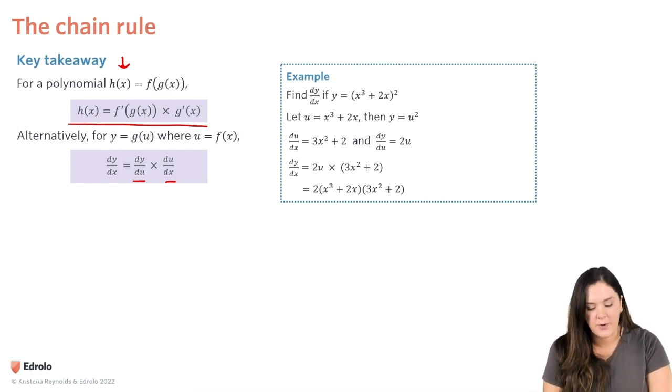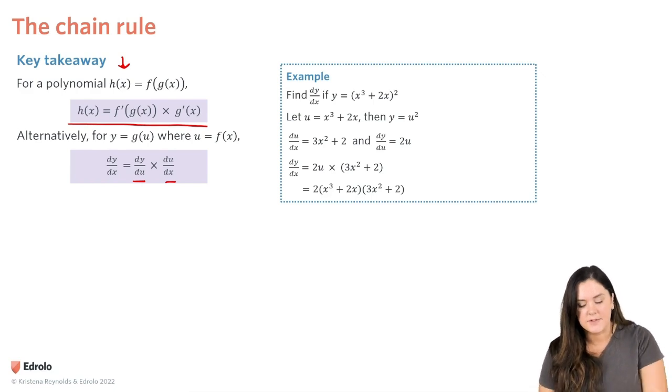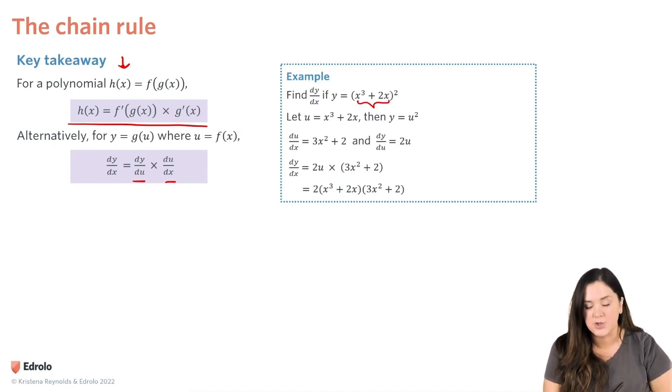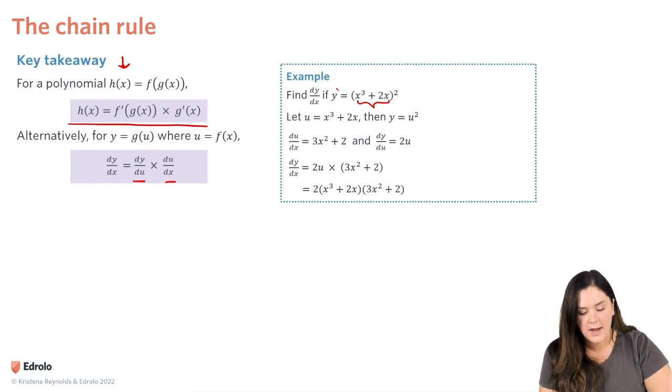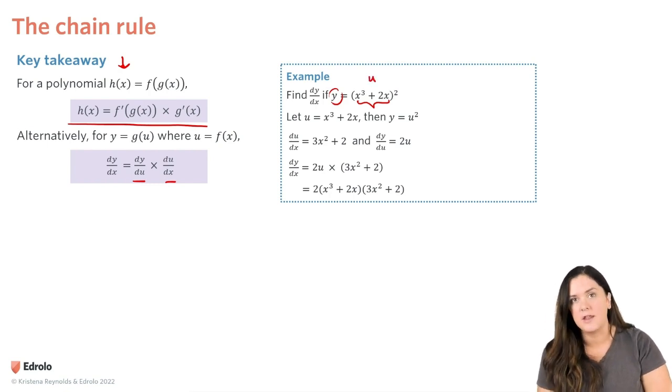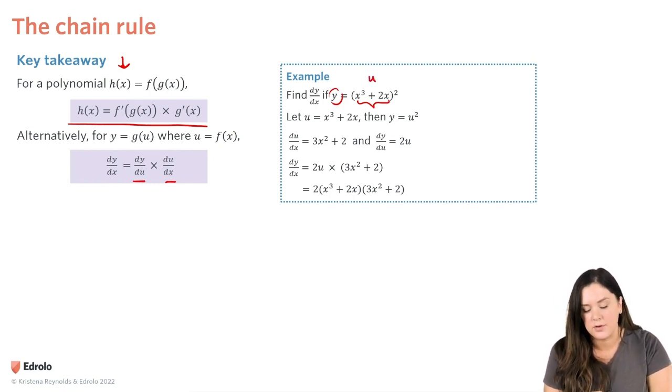For our example here, we've got y equals, in brackets, x to the power of 3 plus 2x, and then all squared. What we're going to do is find what these two different functions are and separate them. The little guy on the inside is this here, x cubed plus 2x. We're going to call that u now, and then rewrite y as u squared. Again, I have replaced this x cubed plus 2x with a u, and then rewritten y equals u squared. What we can do now is differentiate them separately.